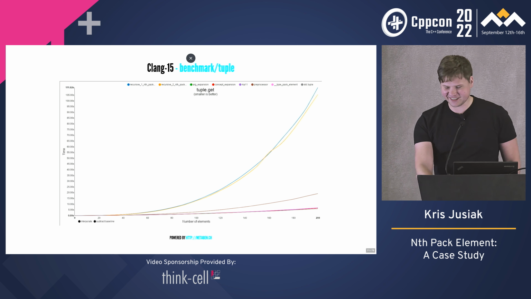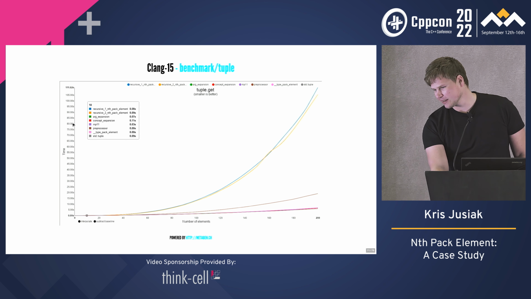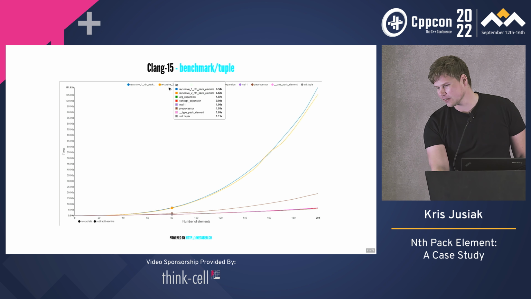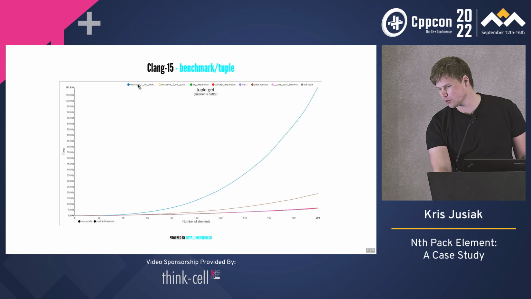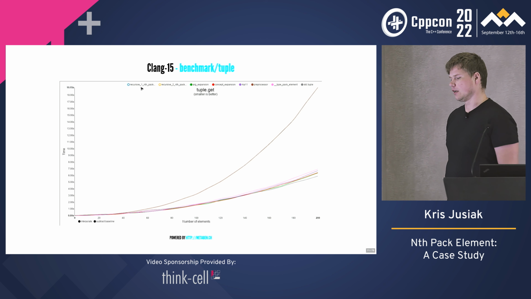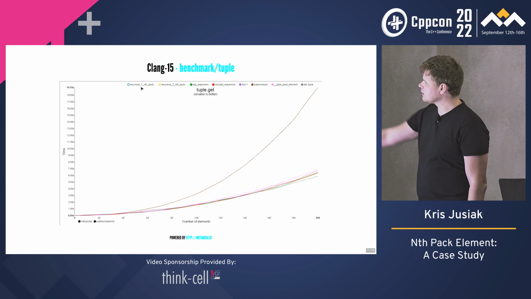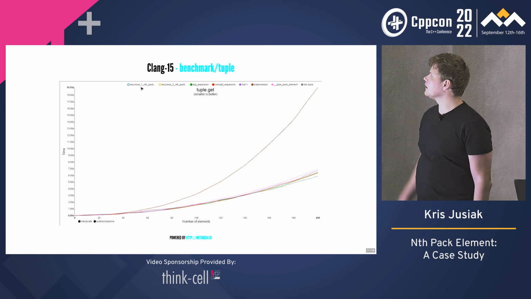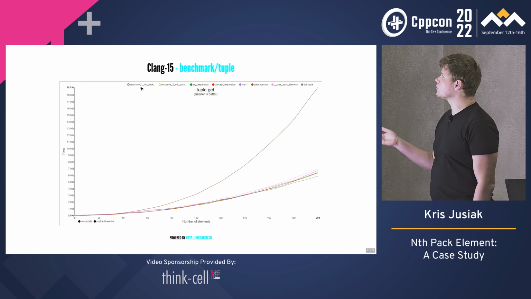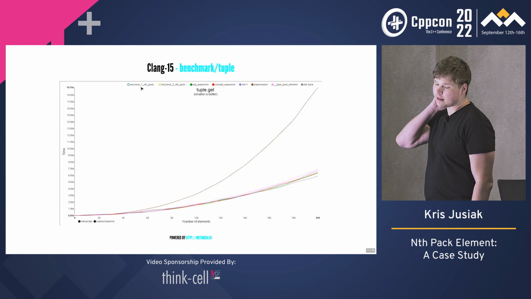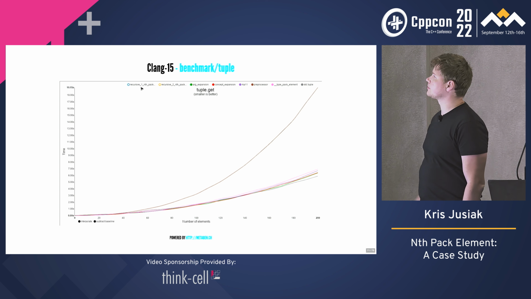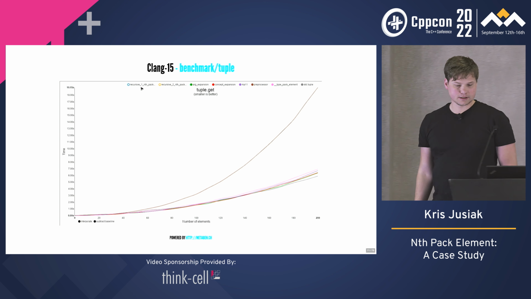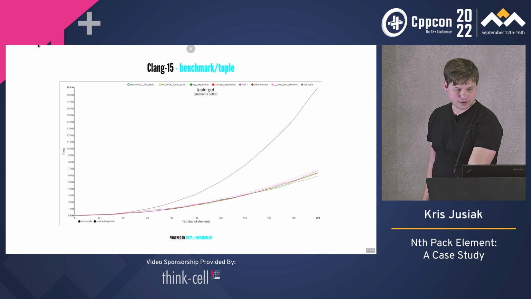I don't know. But what about Clang? Clang actually is very similar when it comes to the benchmarking. A lot of them are really close, and one of the best is tuple. Tuple was actually much slower in Clang 14, so there was a huge optimization which happened since then.